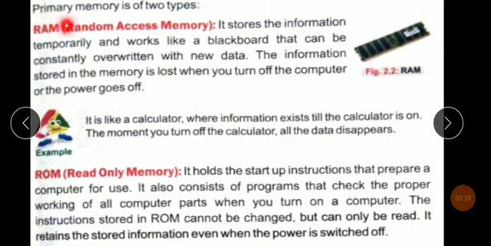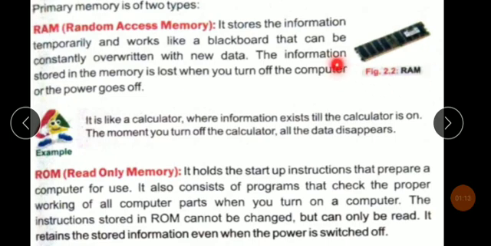RAM, random access memory. It stores the information temporarily and works like a blackboard that can be overwritten with new data. The information stored in the memory is lost when you turn off the computer or the power goes off. Means RAM is a temporary memory of the computer. If the system is turned off, your data is lost. So this type of memory is called volatile memory.